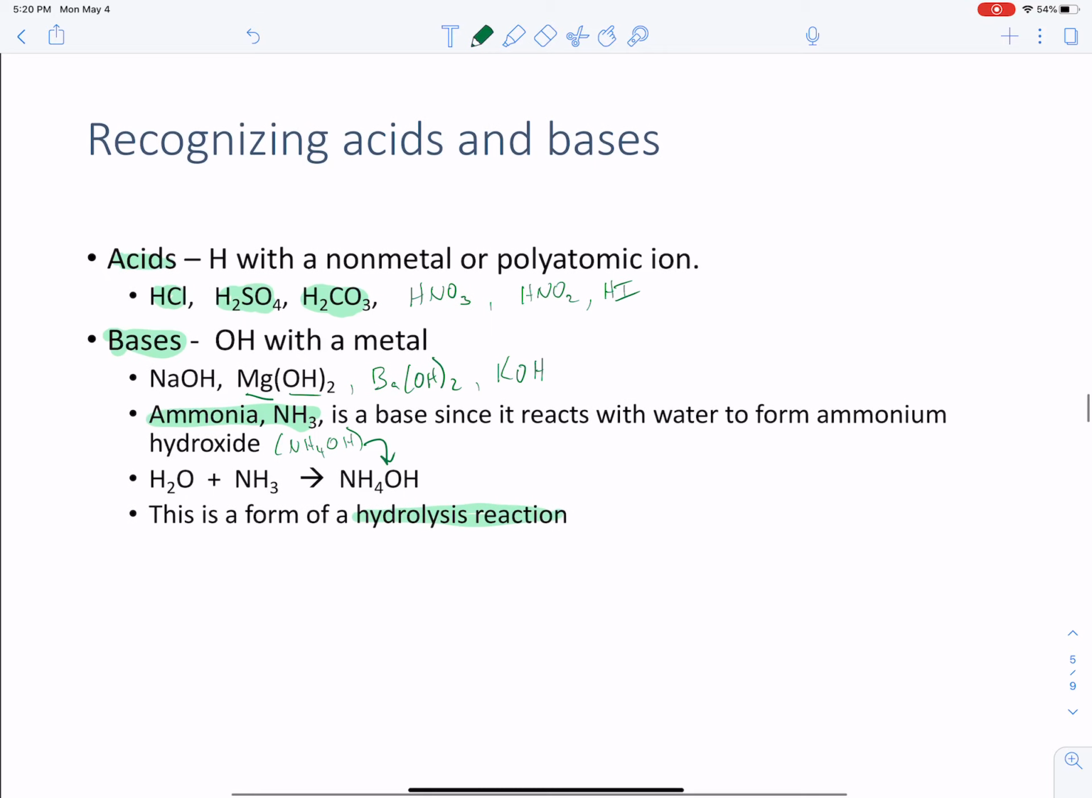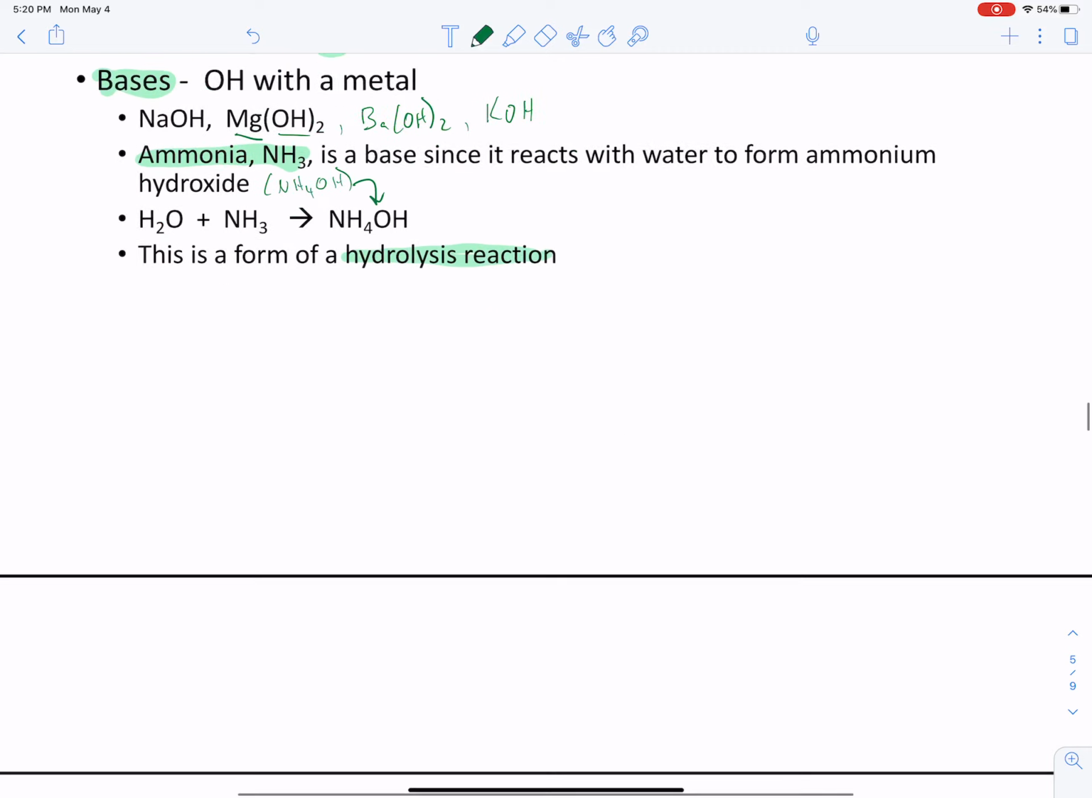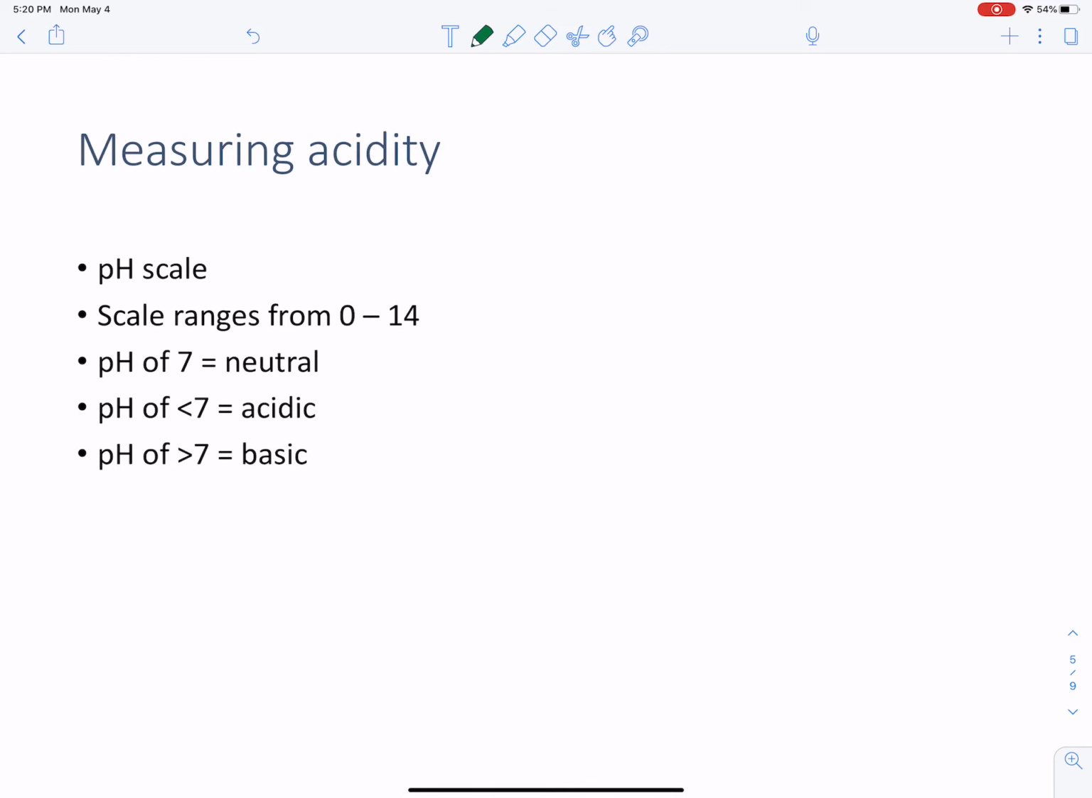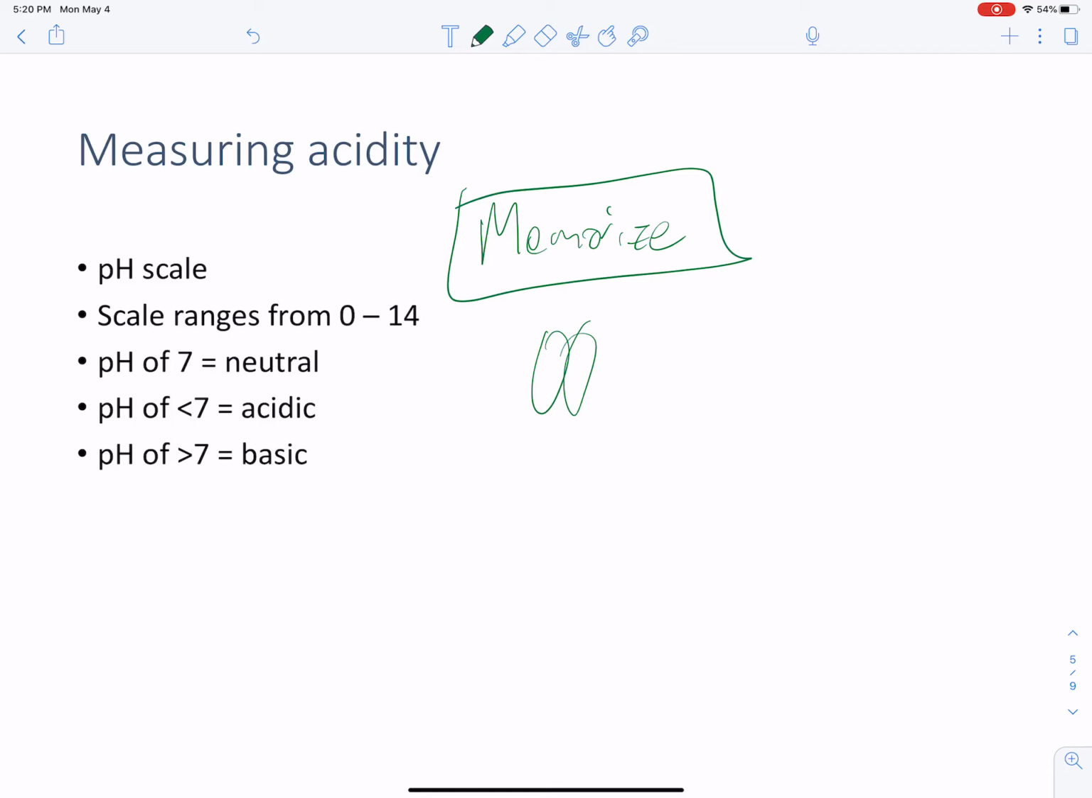So, how can we use these things? How can we make sure that we use them well and appropriately? Well, another great question. We've got to be able to measure our acidity. So we use something called a pH scale. This thing you need to memorize. Memorize, okay? Please, memorize.